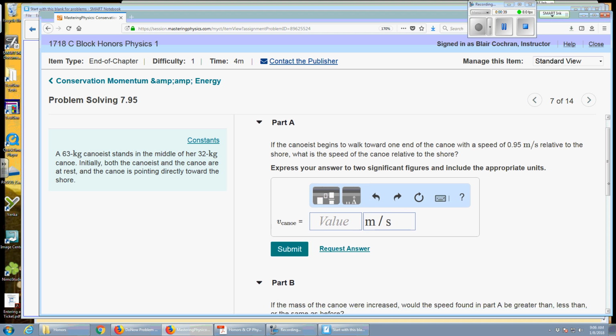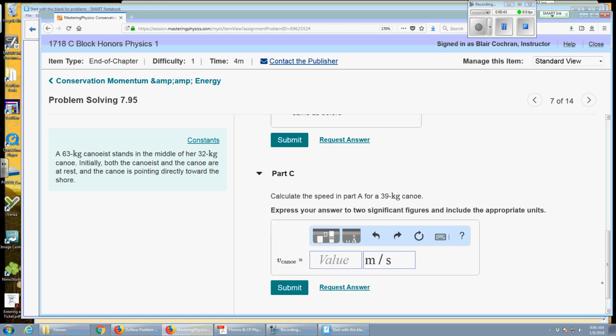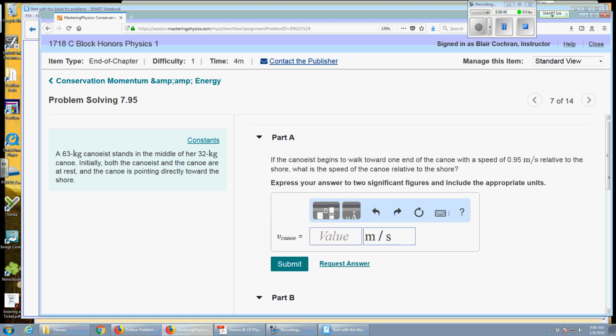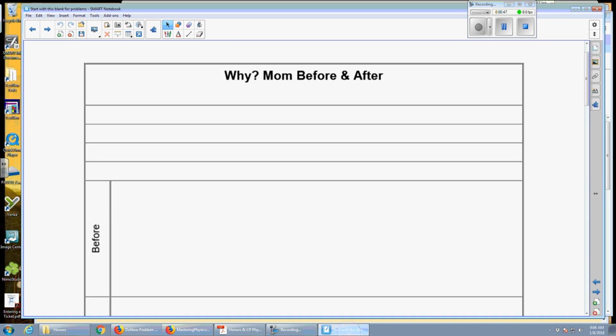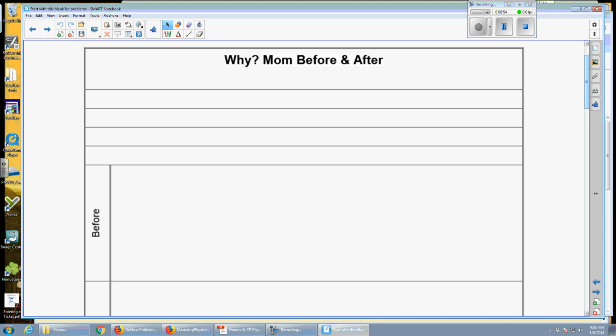And they say speed, so I don't really have to worry about direction. And they want to know something about mass, and then if it increased. All right, so I don't think I really need to write anything.